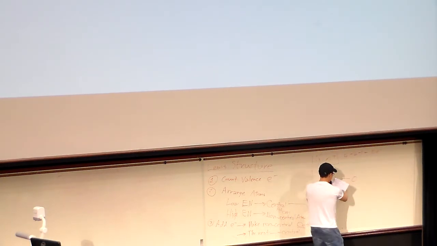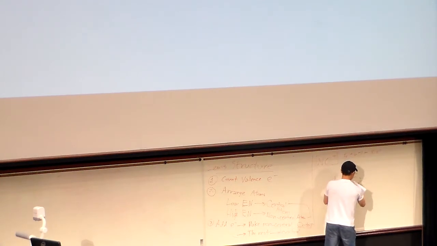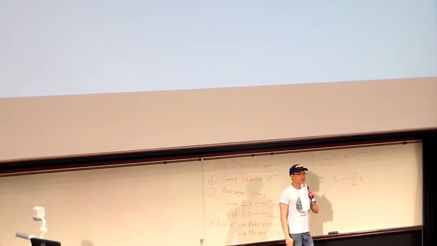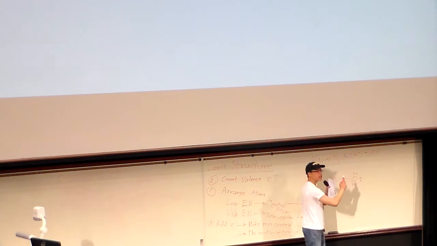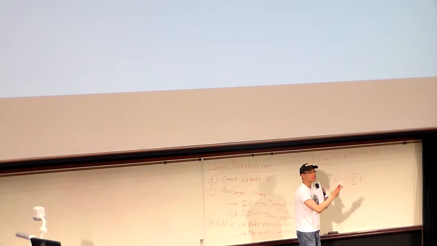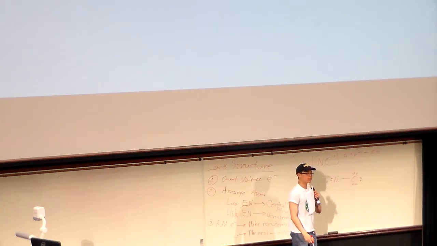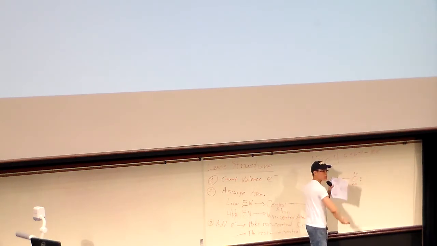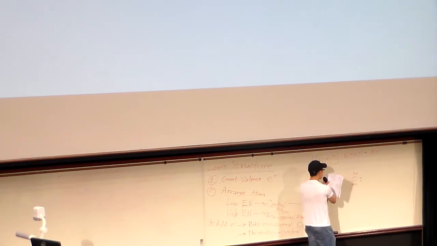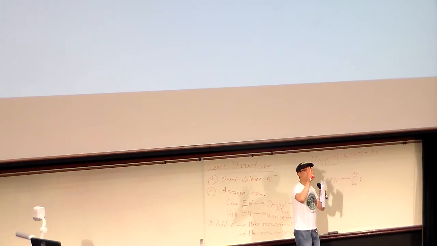Now 8 electrons. 1, 2, 3, 4, 5, 6, 7, 8. So 8 total. How many do we have left? 2, add 2 to nitrogen. Oxygen already octet, we're fine. But we're going to make central octet too. So nitrogen has 1, 2, 3, 4. So you need 4 more.